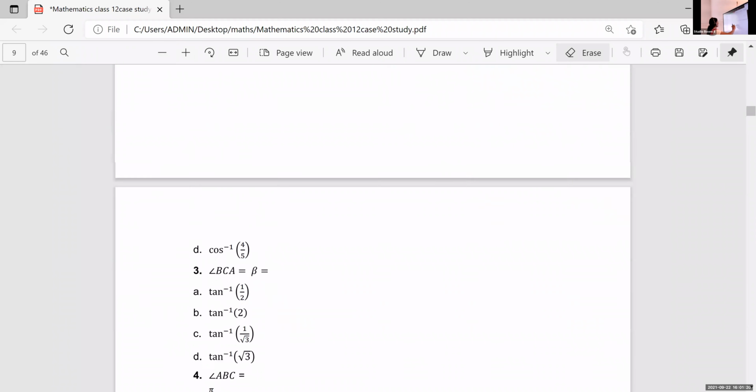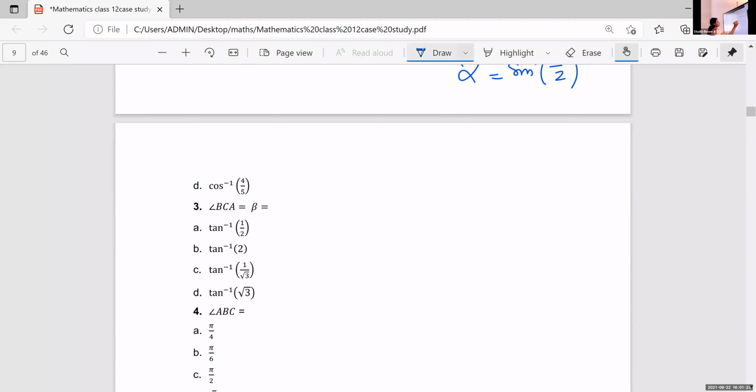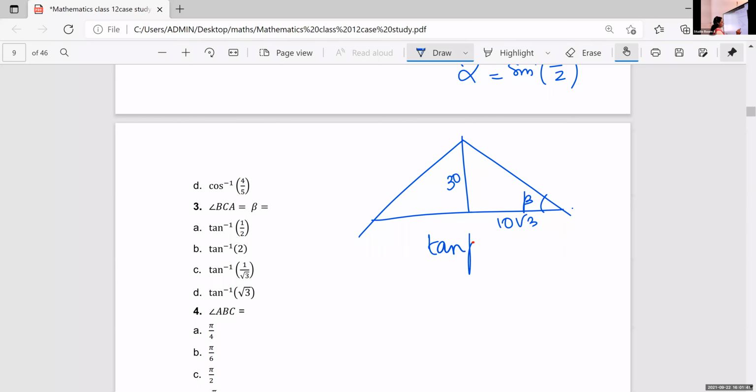Draw the figure. From the figure again find out what is BCA. This side is 10 root 3. This is 30. This is angle beta given. So it will be tan beta. Tan beta will be opposite by adjacent, isn't it? 30 by 10 root 3. So we'll get 3 by root 3, which is root 3. Tan beta is root 3. Therefore, what is beta?